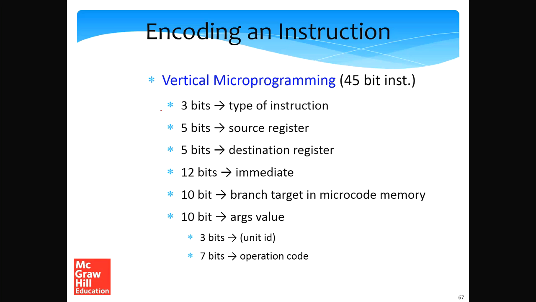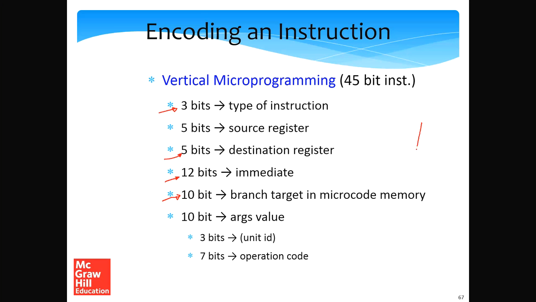In this case, we use 3 bits for the type of the micro instruction. We have 8 micro instruction types, so we need 3 bits. 5 bits for the source register. Actually, if you count, we have a lot of source registers, right? So 5 bits for the source register, 5 bits for the destination register, 12 bits for the micro immediate, 10 bits for the branch target in the microcode memory, right? Because we're assuming the memory is not very large.